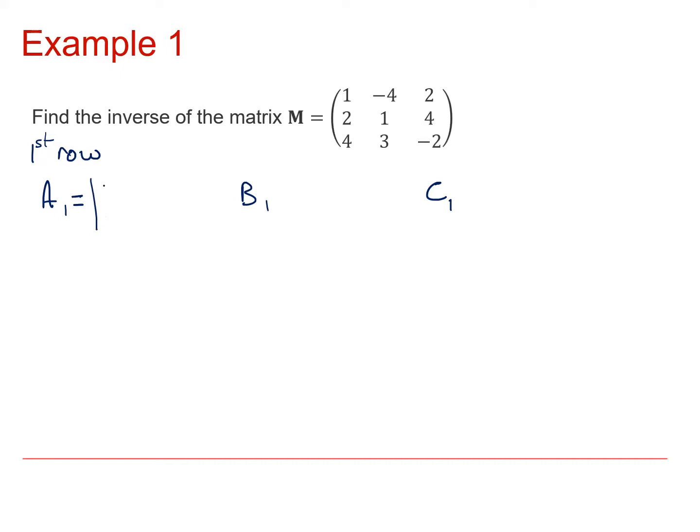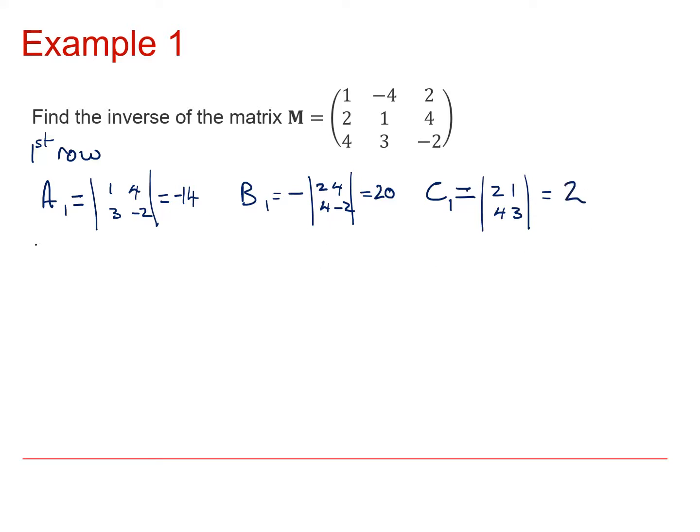A1 is just going to be this determinant, so it's 1, 4, 3, minus 2. And that's going to be minus 2, take away 12 is minus 14. B1 has a minus of this determinant, 2, 4, 4, minus 2. And that's minus 4, take away 16 is minus 20, and I get a sign change. And finally, C1 is the determinant 2, 1, 4, 3. No sign change in that. So that's 6, take away 4 is 2.